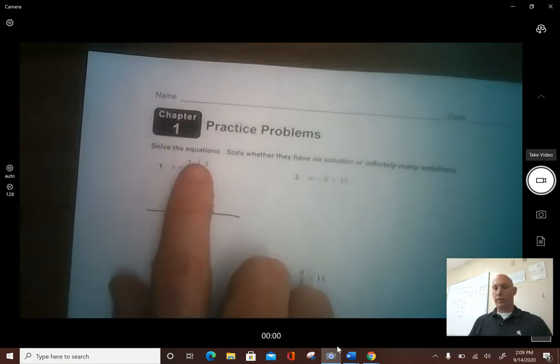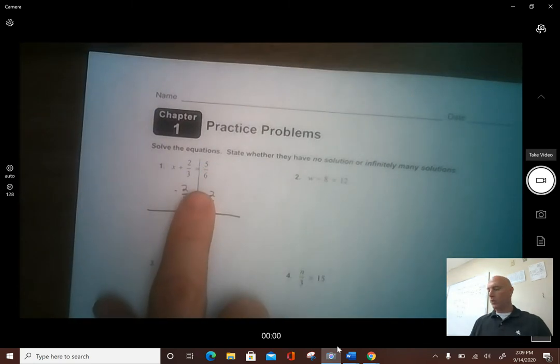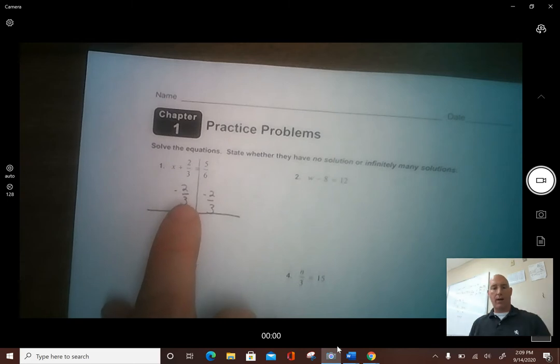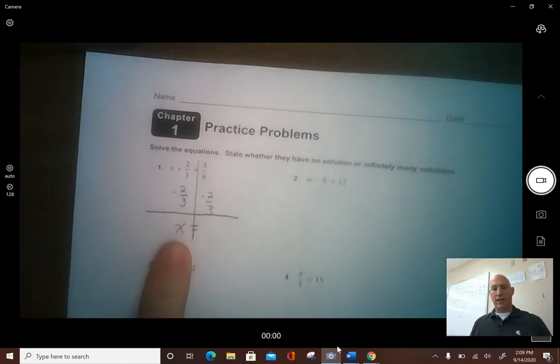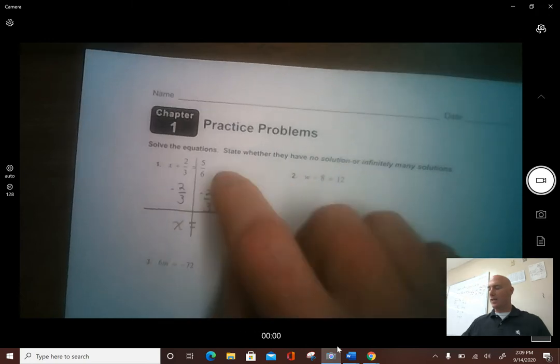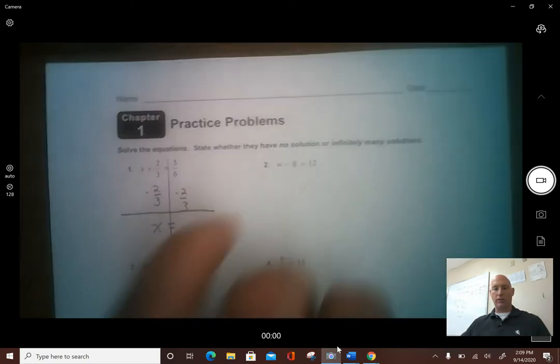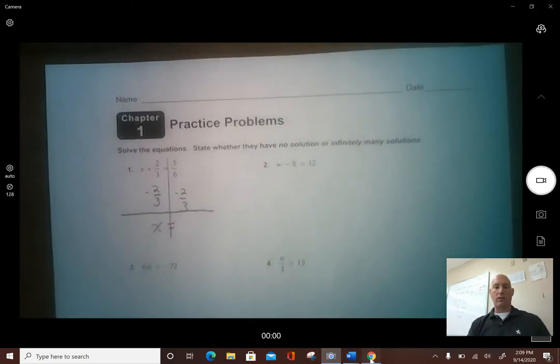X plus 2/3 equals 5/6. So this one's a very basic problem. I'm hoping we already know how to do this. I'm going to subtract 2/3 from each side because I need to get the X by itself. On the left-hand side, you're left with just X. On the right-hand side, I need to know what 5/6 minus 2/3 is. This is why I'm going to allow you to use your Desmos.